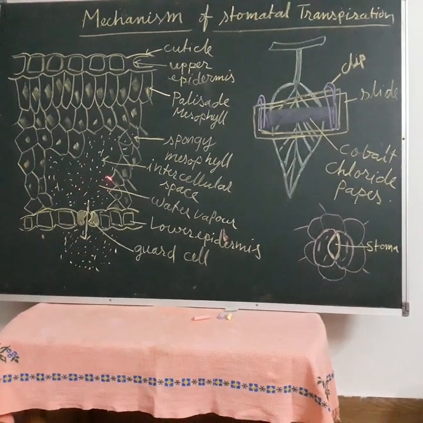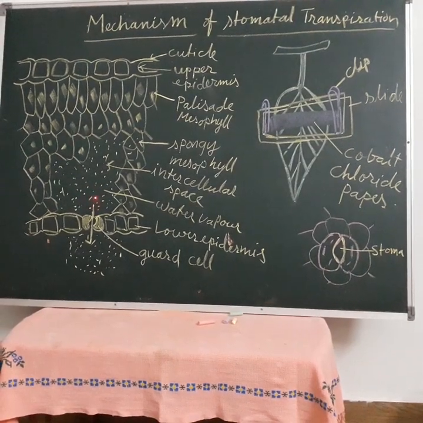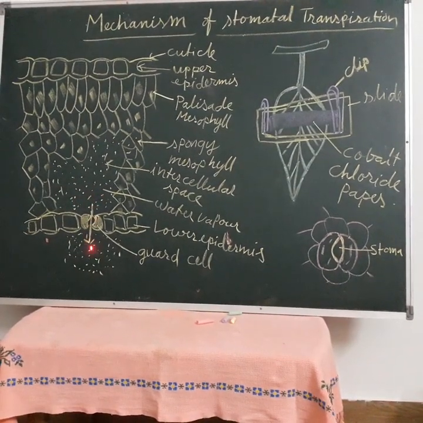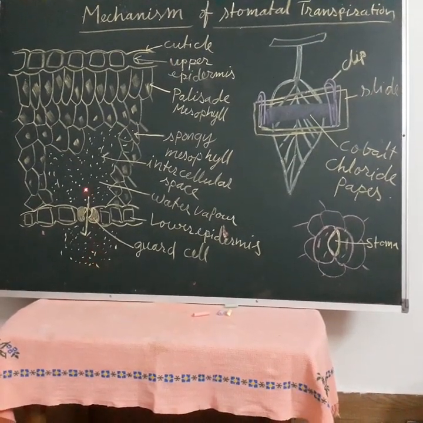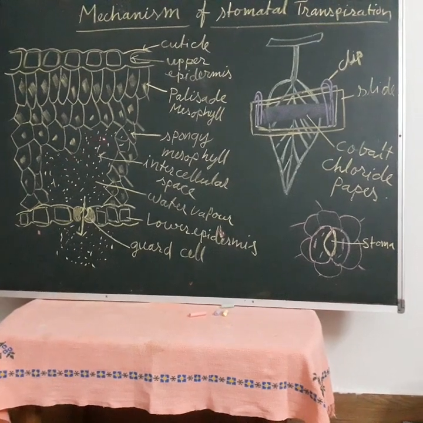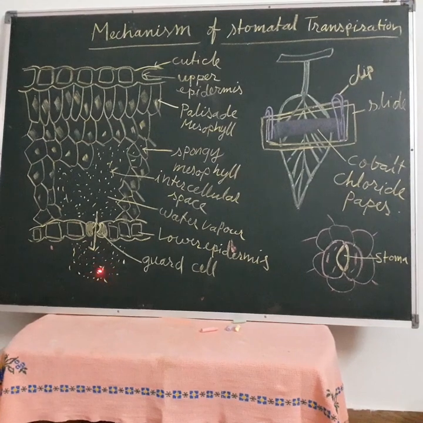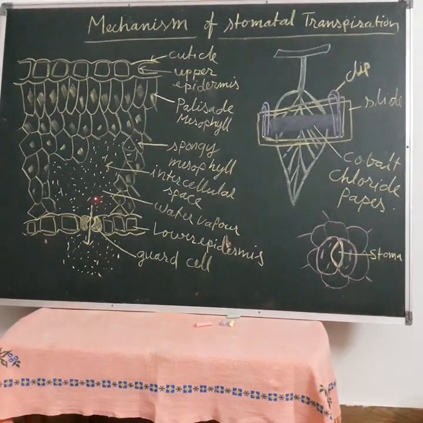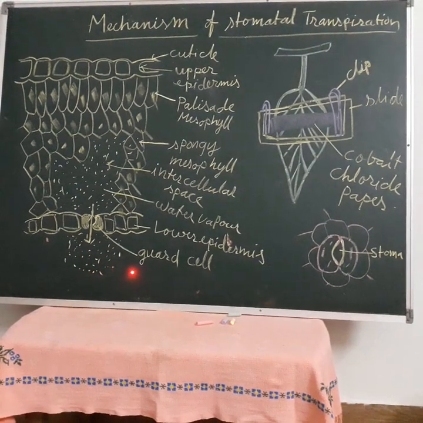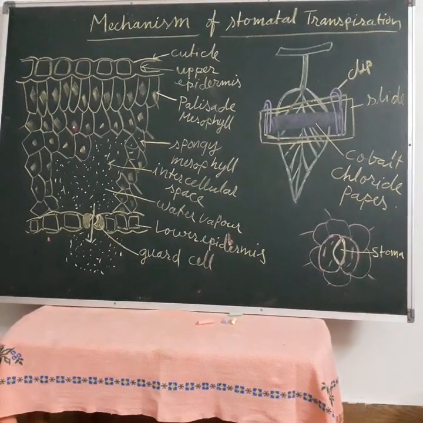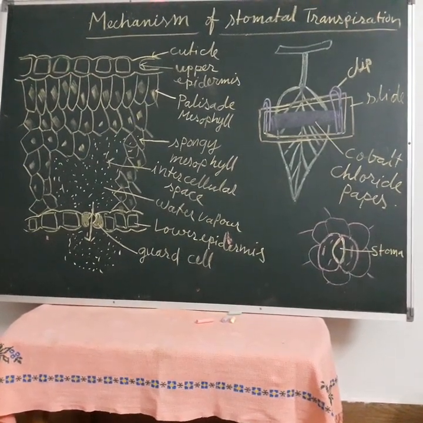You know what is diffusion? Movement of substance from higher concentration to lower concentration. Same thing here. Here it is happening because there is saturated air, and that is heavier than the outside atmospheric air, and that's why this diffuses out to the atmospheric air, and this is known as the mechanism of stomatal transpiration.